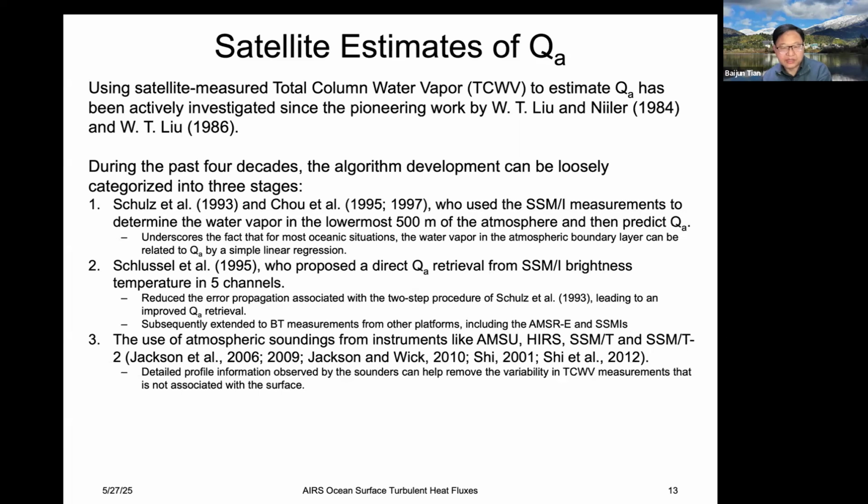proposed a method of direct Q sub A retrieval based on the 5-channel SSM/I brightness temperature, which is better than the 2-step procedure of Schulz et al., with literally improved Q sub A retrievals. Then later on, people tried using sounding data, such as from the TOVS, AIRS, SSMT, because sounding data give you water information, which can help retrieve near surface temperature. Several works there.